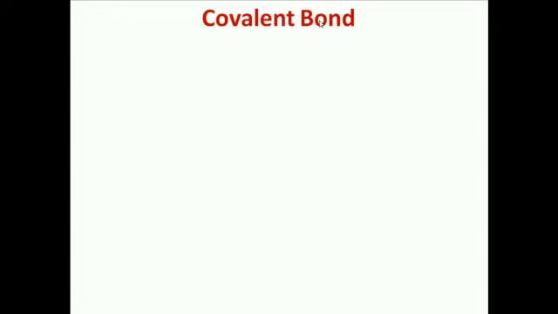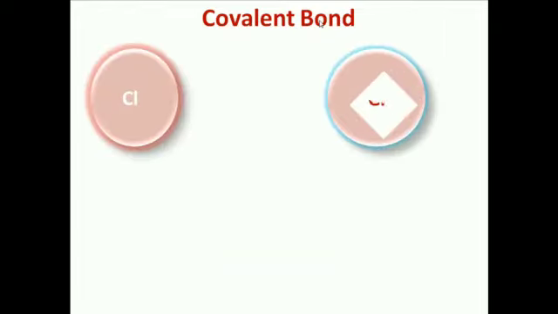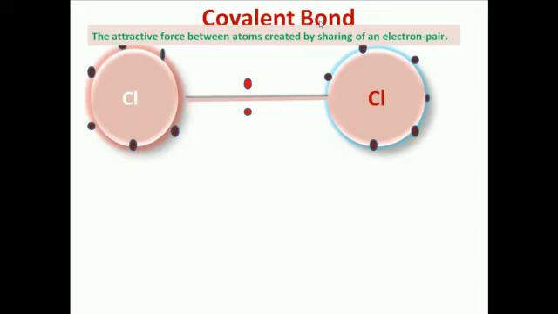The second type of bond is the covalent bond. What happens in the case of a covalent bond? Consider an example of the chlorine molecule. If we consider 2 atoms of chlorine, each has 7 electrons in its outermost shell. That means it needs 1 electron to complete its octet. So what happens in this case? Chlorine shares its 1 electron with another chlorine in order to complete its octet. So there is an attractive force between the atoms, created by the sharing of an electron.